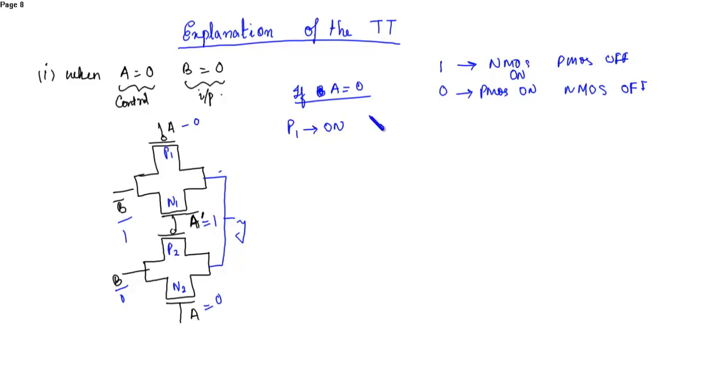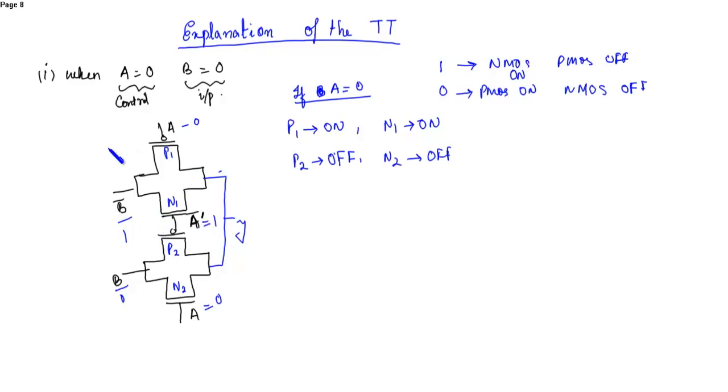So here P1 will turn on and here A bar is 1, so N1 will also turn on. Here P2 is 1, so P2 will turn off, and here at N2, 0 is applied, so N2 will turn off. So here what will happen?